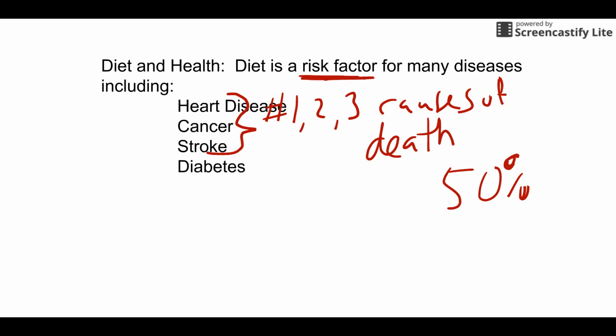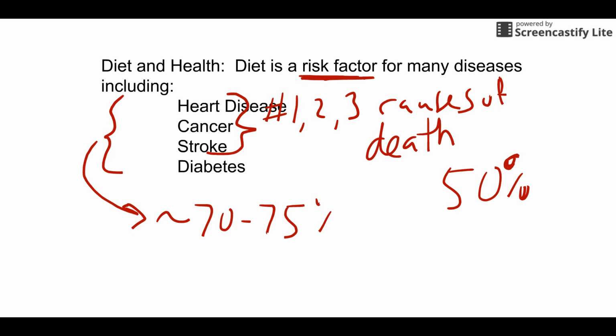Okay. The other reason we should care about this for everyone, that if you put these together, just those four things together, that's about 70 to 75% of the U.S.